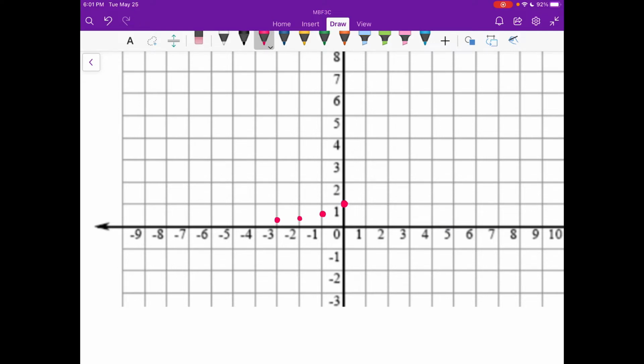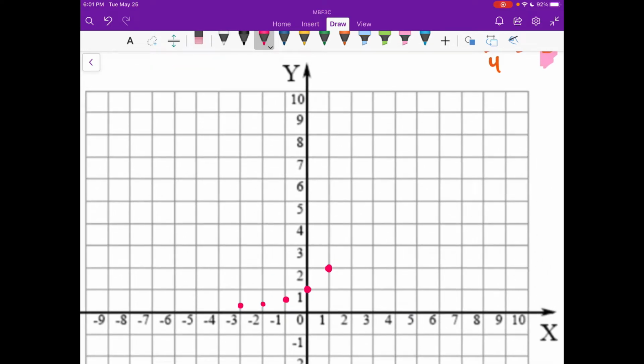0 goes up to 1. 1 goes up to 2. See, notice how there's a larger graph now here. It's easier to plot. 2 goes up to 4. And then 3 goes all the way up to 8, right?